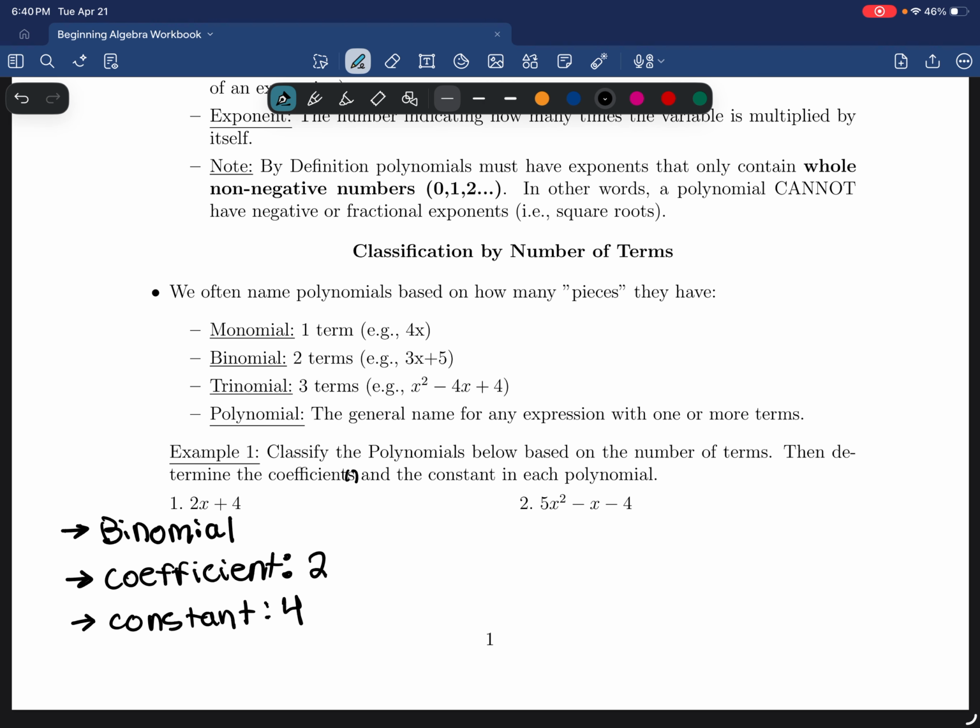Alrighty, for example 2, I encourage you to pause the video and try this one on your own. And let's go through this together. Taking a look at this polynomial, we have 3 terms, which means we're dealing with a trinomial.